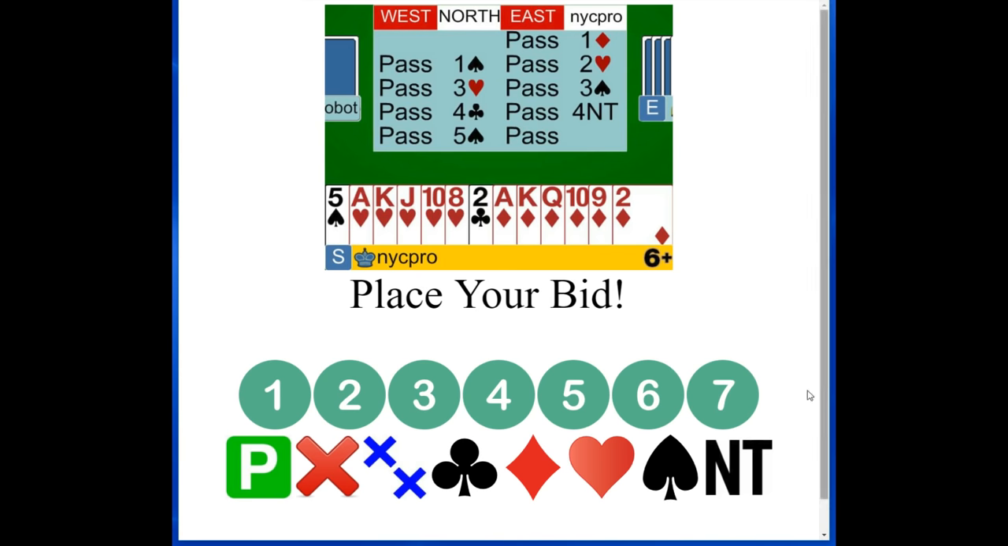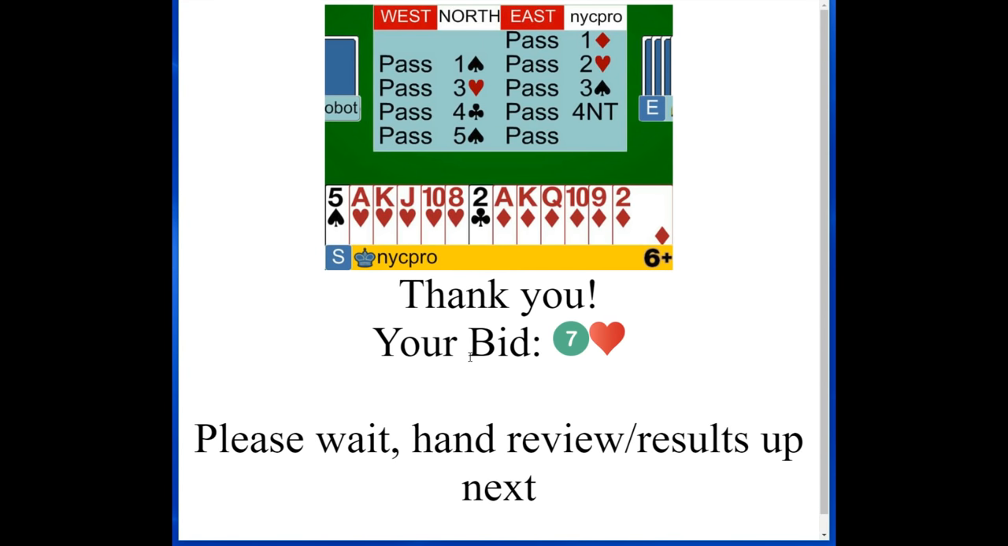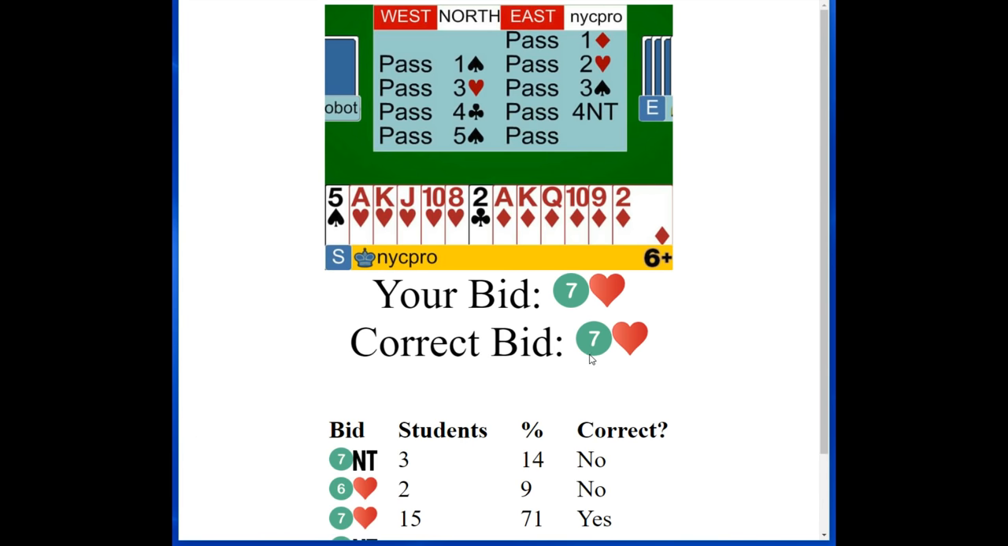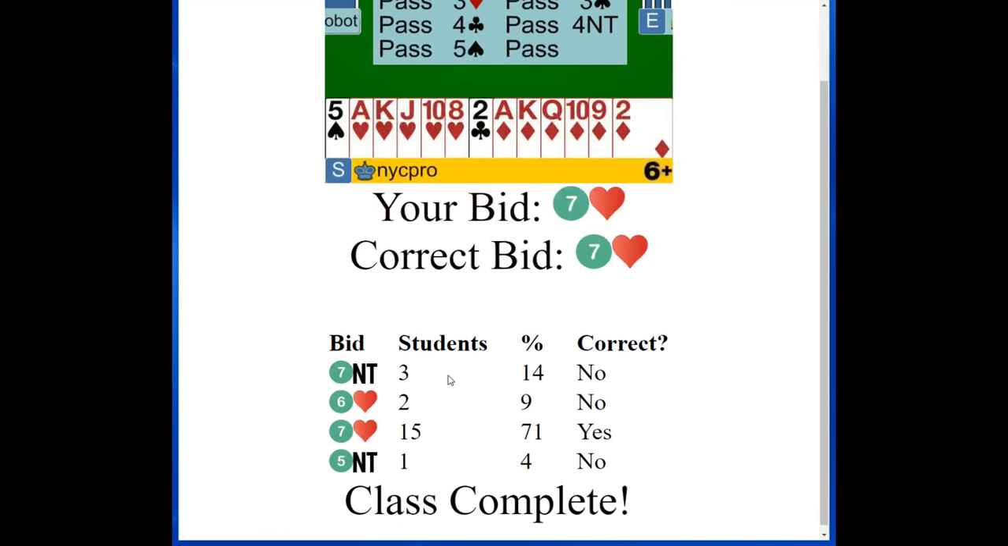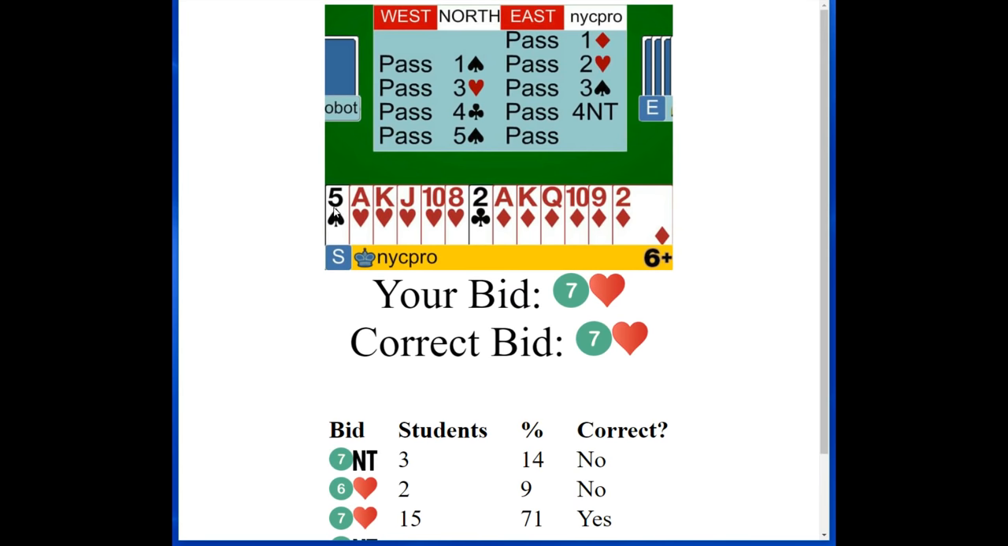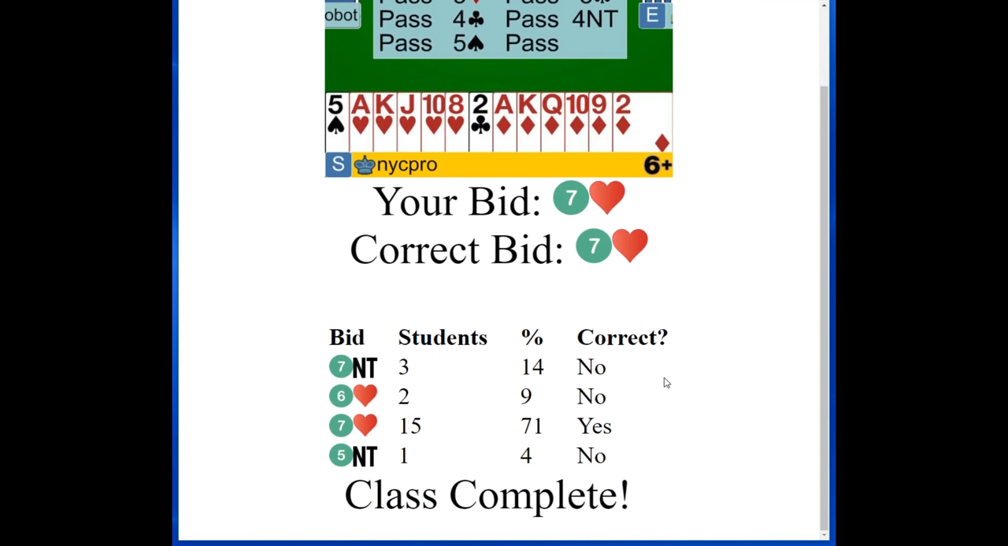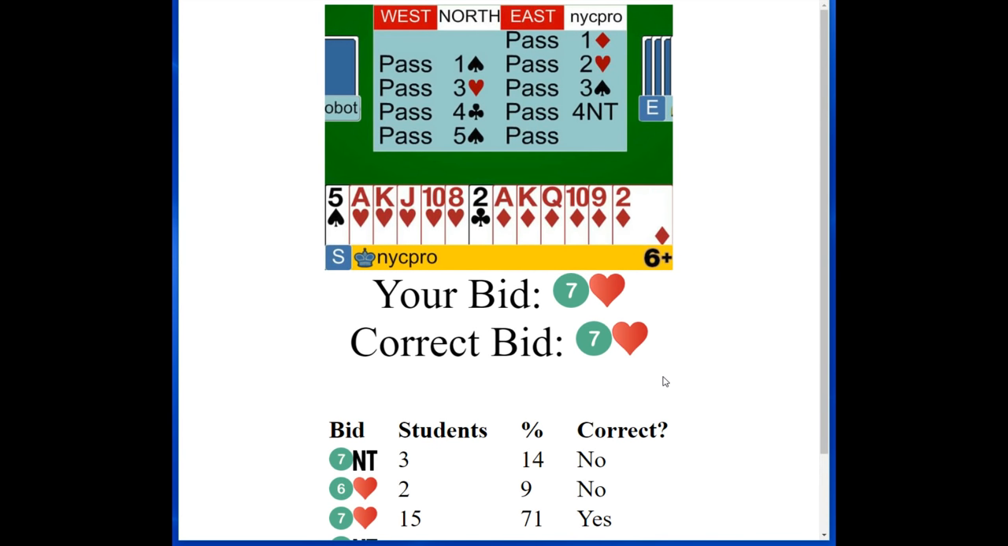All right, the best bid is 7 hearts. And this is much better than 7 no trump for one reason and one reason alone. When we're looking at this, we know partner has the ace of spades, so we have no spade losers. We also know partner has the ace of clubs, so we have no club losers. We also know partner has the queen of hearts, so we have no heart losers. The only potential suit we could have a loser in is diamonds.